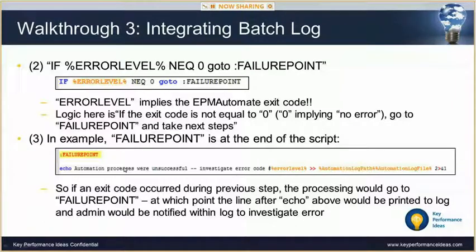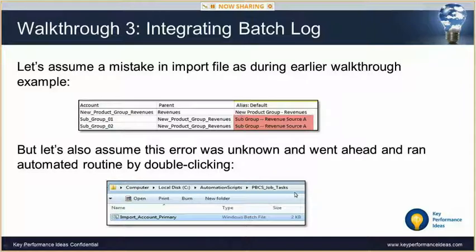So in this case, it's saying there's an error, we went to failure point, and we're writing to the log, automation processes were unsuccessful, investigate the error code with the number, and then insert the number, at which point the admin can go in and look at that log and troubleshoot as they would need to.